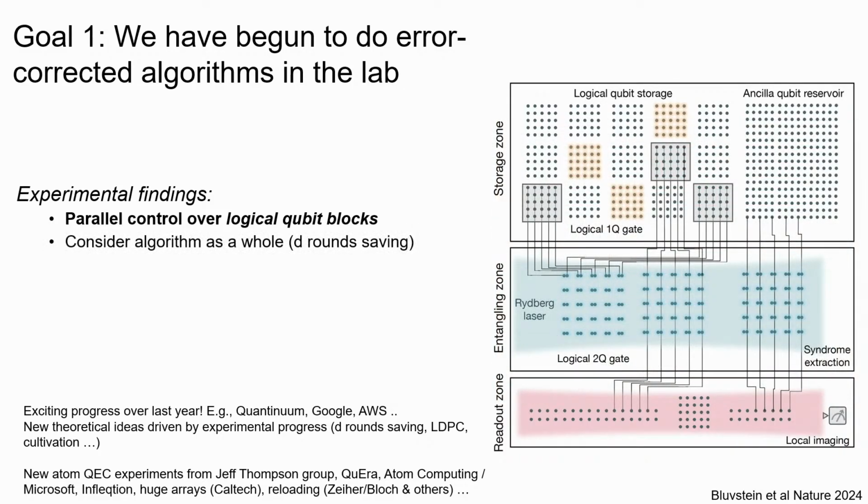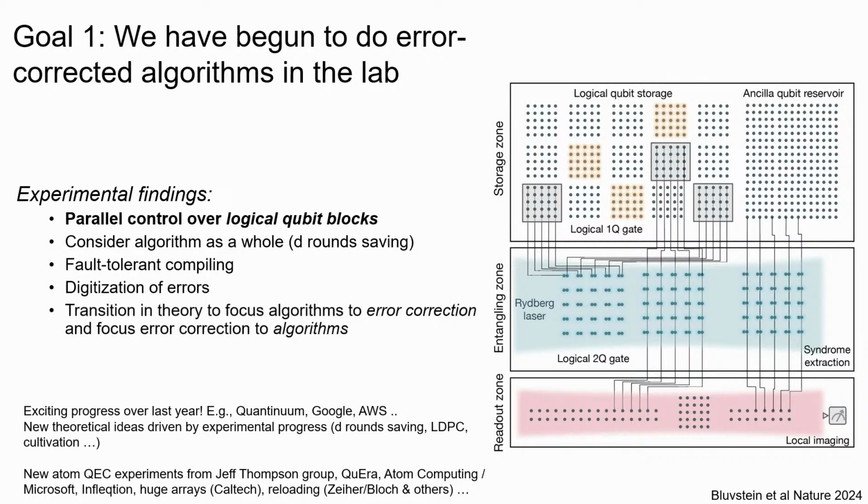There are also other important takeaways we learned. We learned about the importance of considering algorithms as a whole, and this has led to a d-round saving in the error correction overhead. We learned about the importance of doing fault-tolerant compiling, designing algorithms and error-correcting codes together in this special way, and how errors get digitized when you do error correction. And broadly, something we've been experiencing in our efforts is a transition in the theory that we do, focusing the algorithms we study on error-corrected implementations, and focusing the error correction we study on the implementation of algorithms.